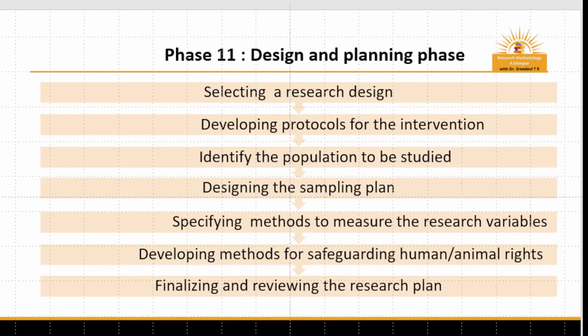Then designing the sampling plan. Sampling helps the researcher to generalize the findings of the study to the whole population from which the sample is drawn. So the sample must be a true representative of the population. It must be large enough to get adequate information. Only then can the results be applied to the population or the universe, another name for population, with a reasonable level of confidence. So selecting the sampling plan is very important.